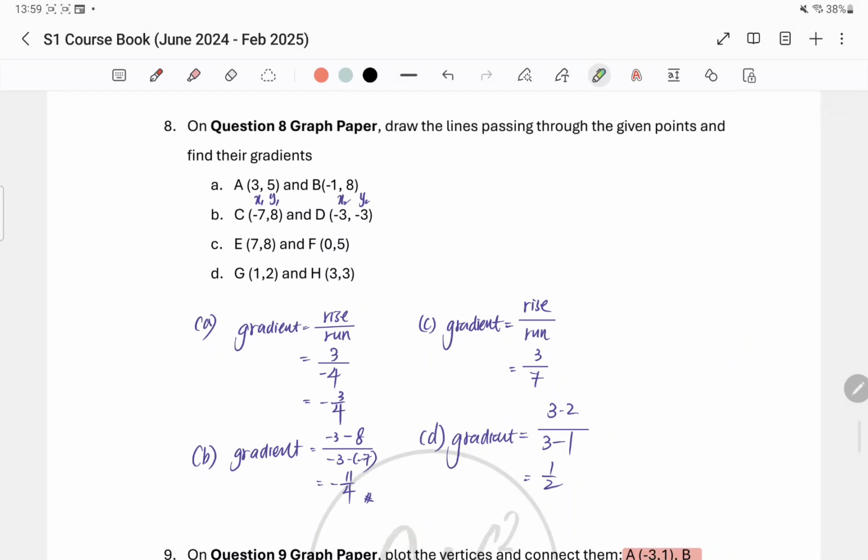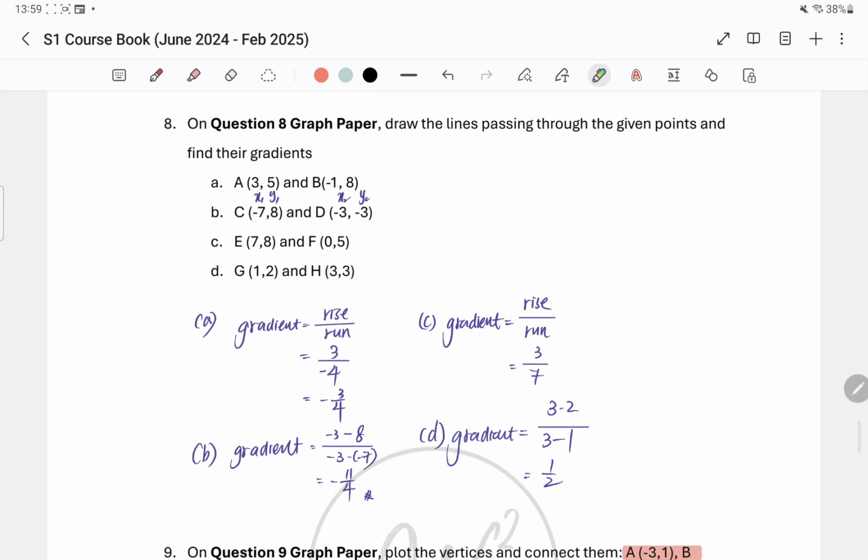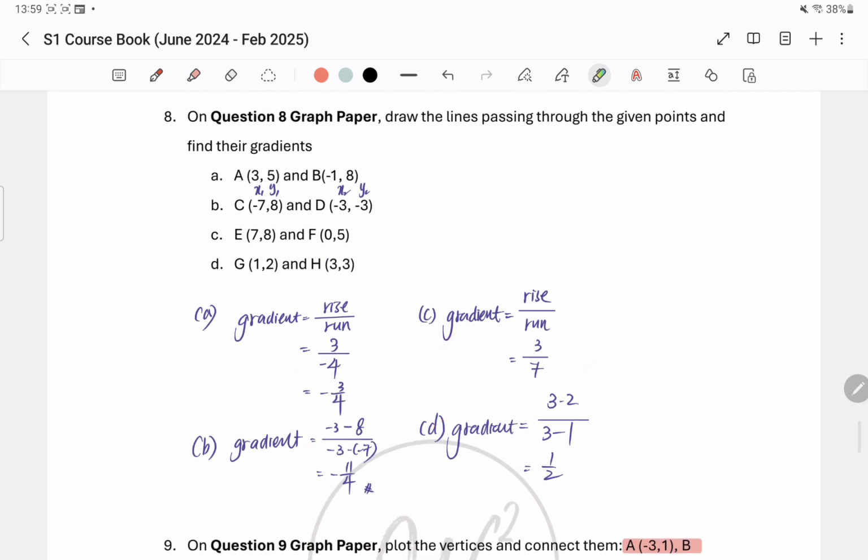Okay, I want you to find the gradients first. You don't have to draw the line first. Just have to find the gradients. So from here, when we know the gradients already, then we can sketch on the question paper. So let's go to the question paper.